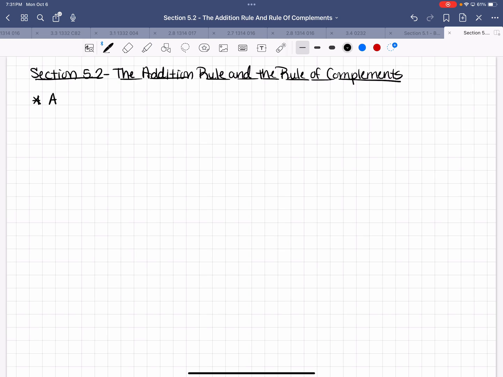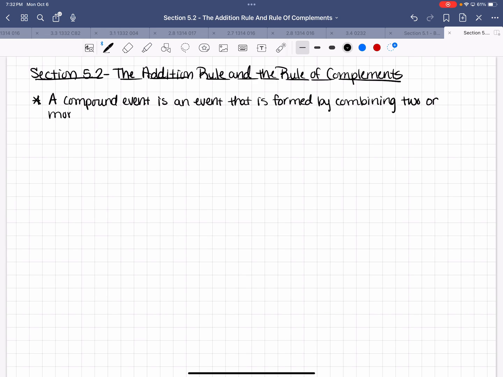Let's do it. Let's start with a definition. A compound event is an event that is formed by combining two or more events. Guys, like a compound sentence. Compound sentence has and, or, but.